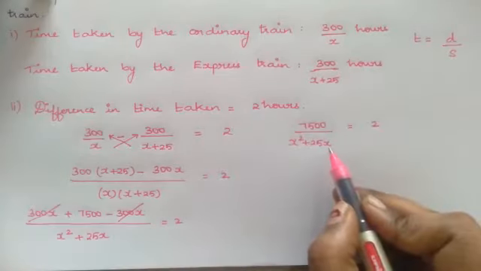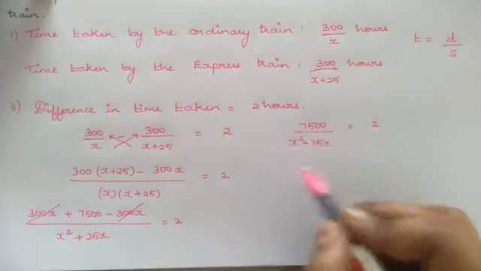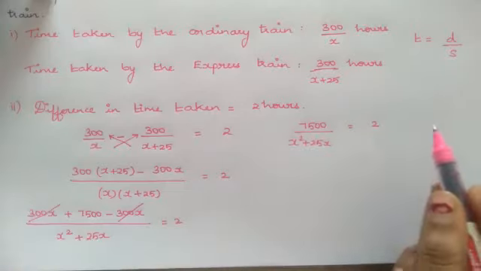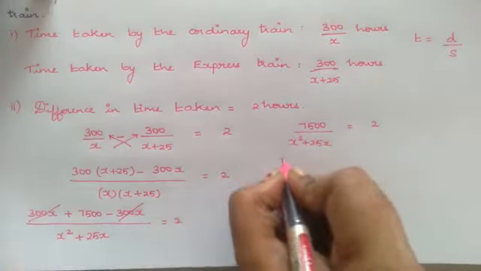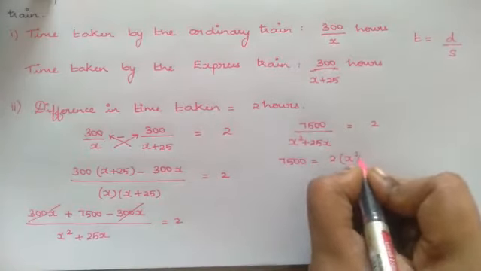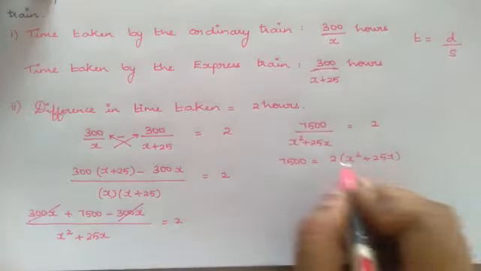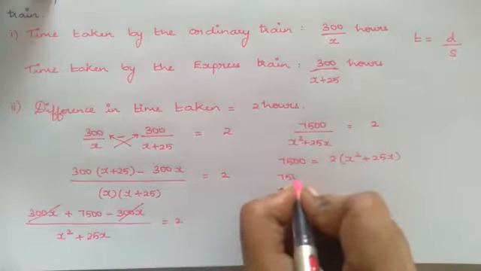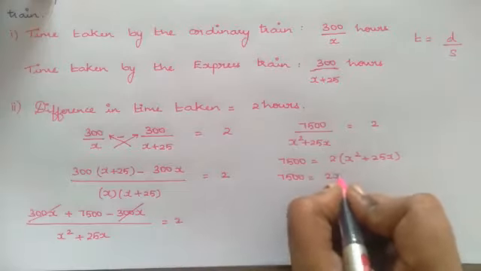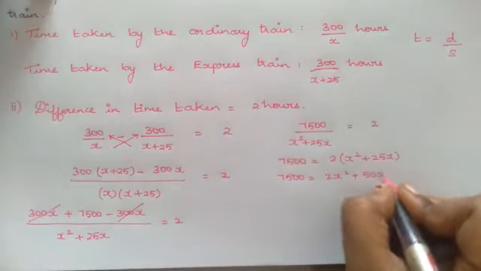Now let's take x square plus 25x to the other side. This is actually division, which goes to the other side as multiplication. So this becomes 7500 equal to 2 into x square plus 25x. Right. Now let's multiply 2 inside. 7500 will be equal to 2x square. Then 2 into 25 is going to be 50x.